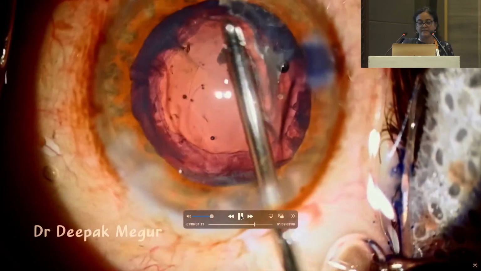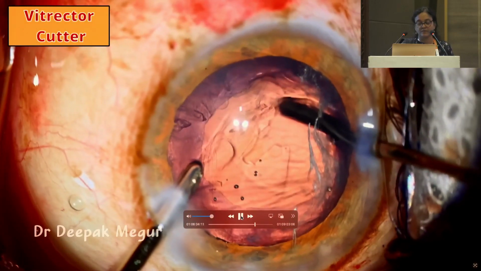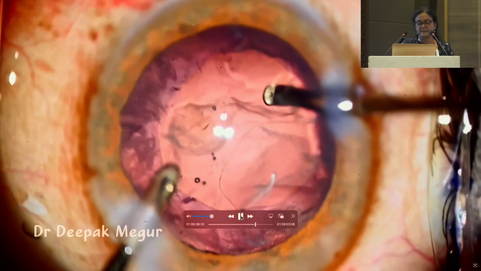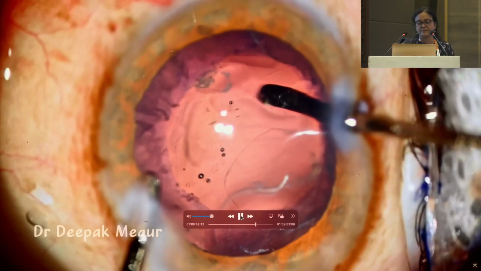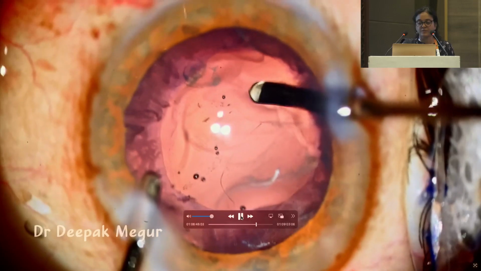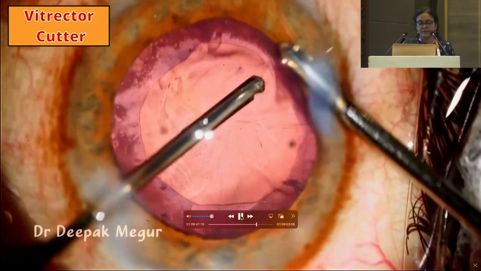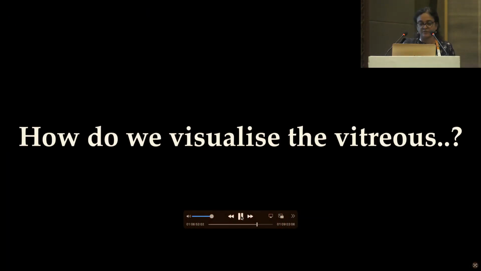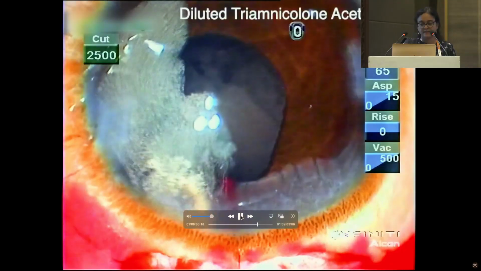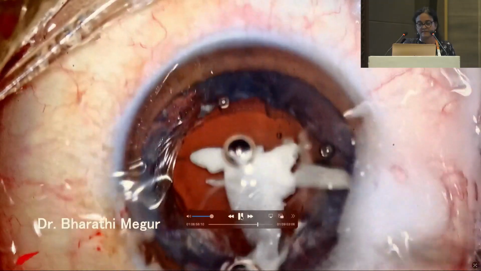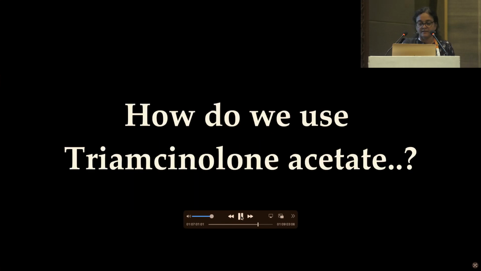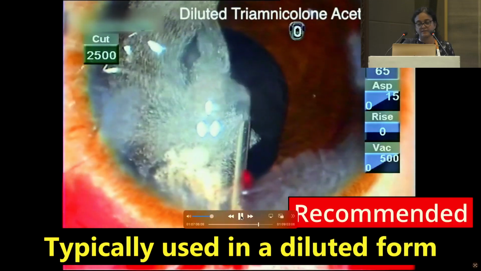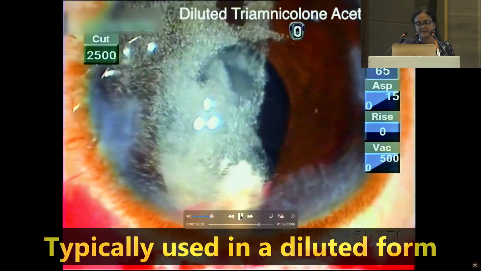As I mentioned earlier, triamcinolone is a great tool for identifying the vitreous because vitreous is an invisible structure. Sometimes it becomes very difficult to identify the presence of vitreous in the presence of dispersive OVD. Triamcinolone is a great tool to identify the vitreous, and we use a dilution of 1:4. These are the triamcinolone particles seen inside the anterior chamber. Once the vitreous is identified, it becomes extremely easy for the operating surgeon to clear the vitreous from the anterior chamber.